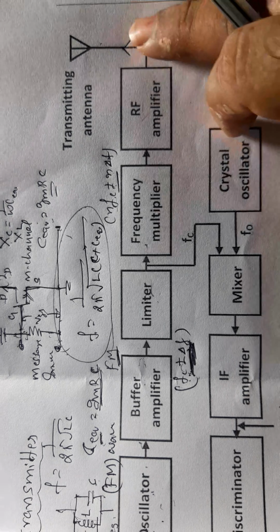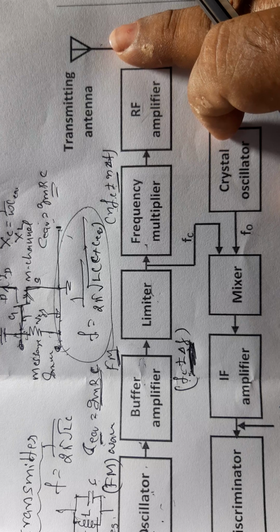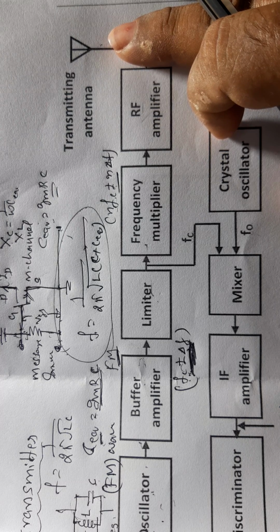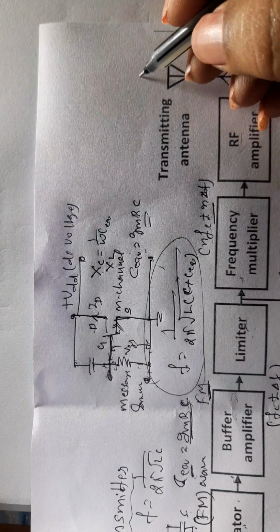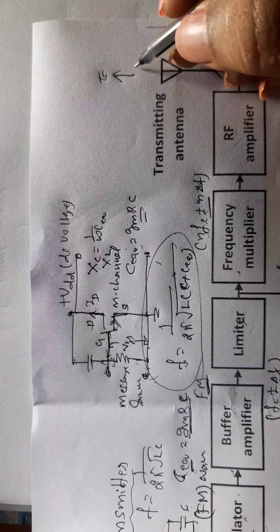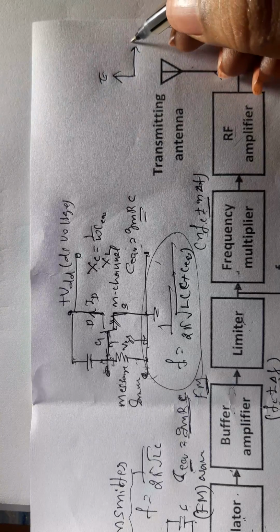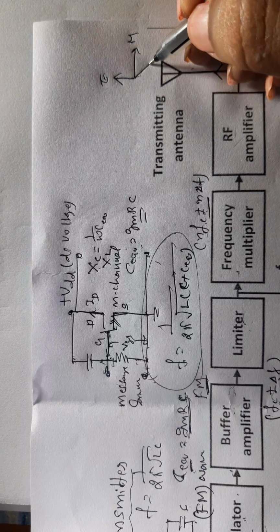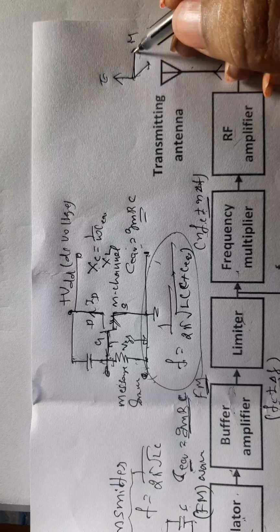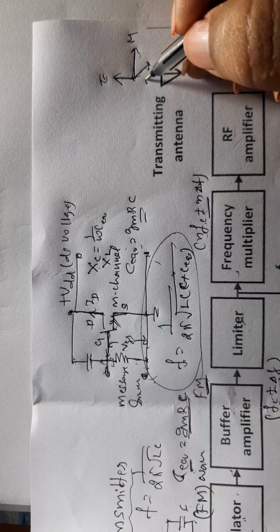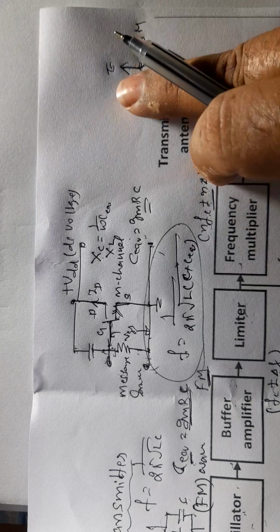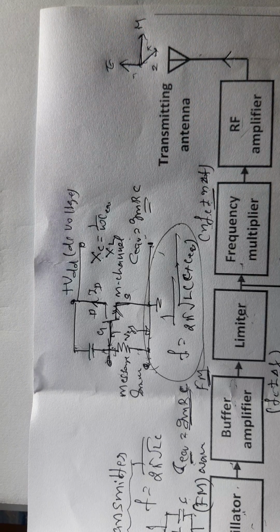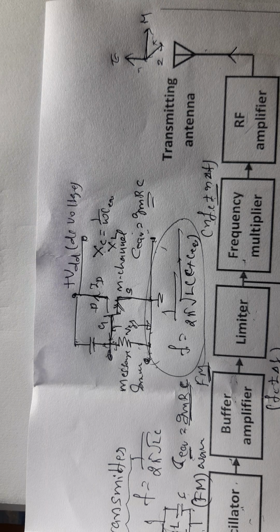Therefore, this electric current and the magnetic field produced are perpendicular to each other, and electromagnetic radiation is obtained from this antenna. So the electric field is perpendicular to the magnetic field, and the electromagnetic radiation is perpendicular to these two. One is the x-axis, another is the y-axis, another is the z-axis. So this frequency modulated wave is transmitted into space as electromagnetic radiation, and therefore it can travel any longer distance.